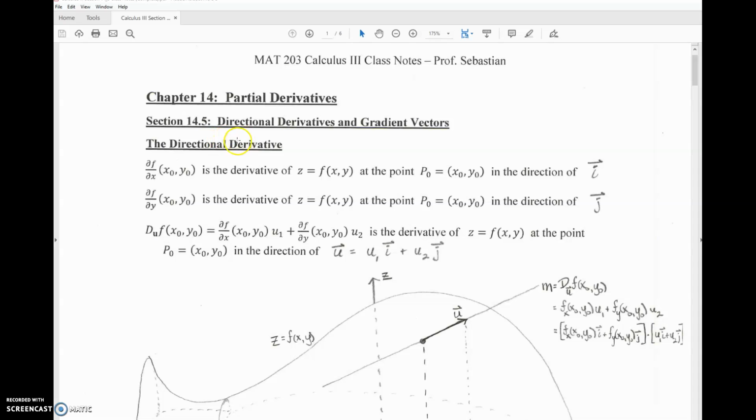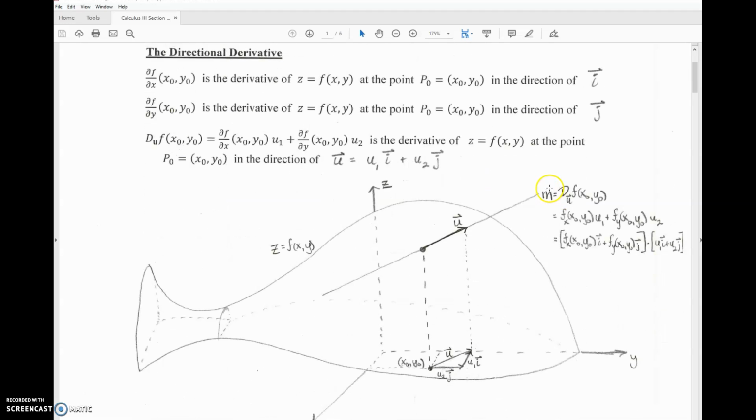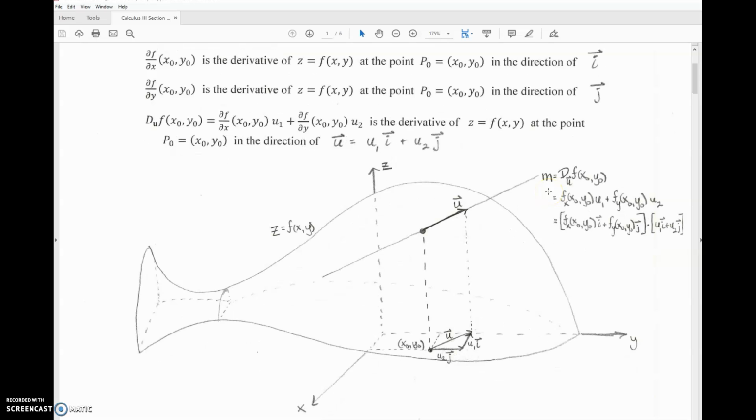So first of all, the directional derivative. The partial derivative of f with respect to x at a point x naught, y naught is the derivative of z equals f of x and y at the point P naught, which is x naught, y naught, in the direction of i. So if you look down at our drawing here, I like to call this Herbie the Whale. I think I told you the story in class at one point. But it's just a generic surface.